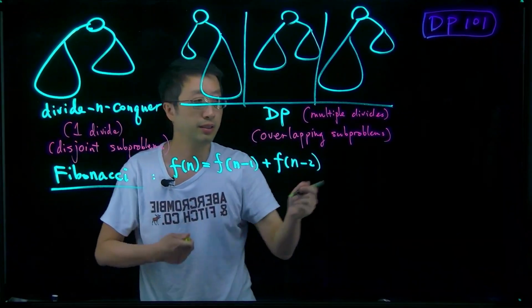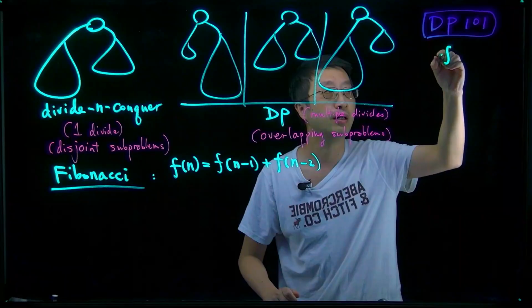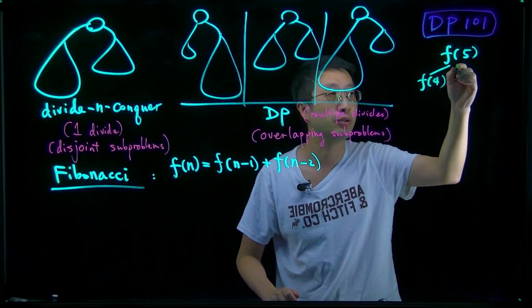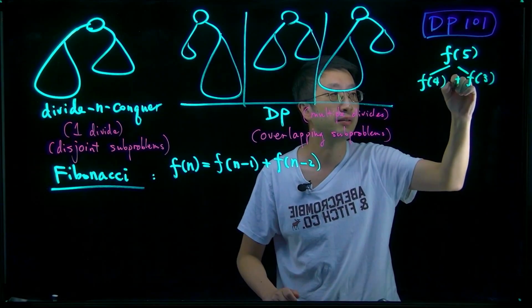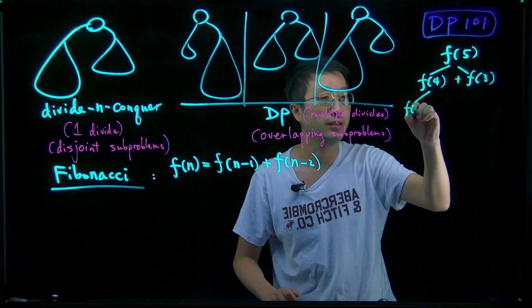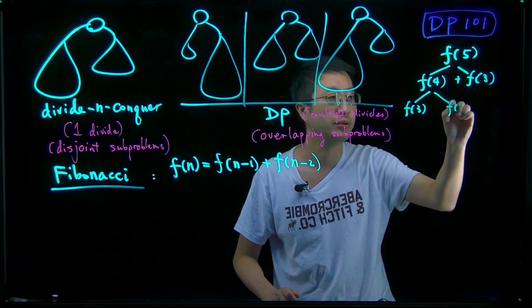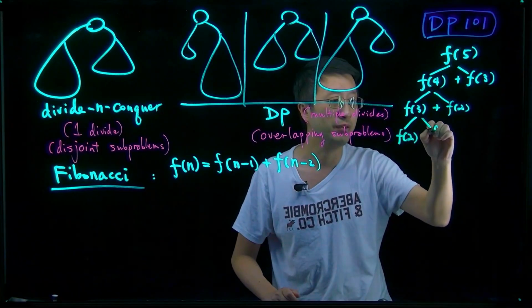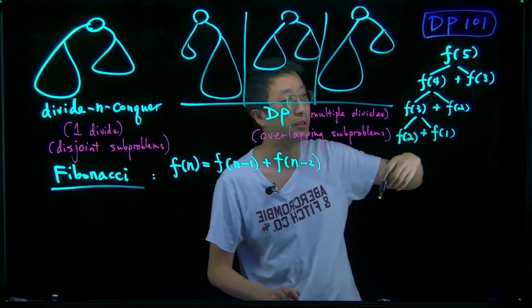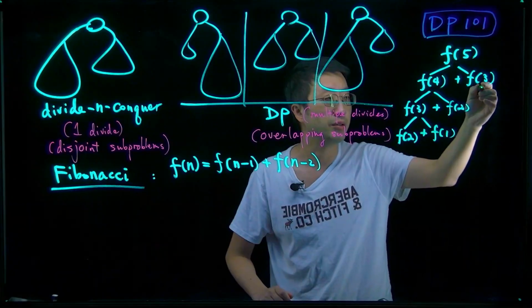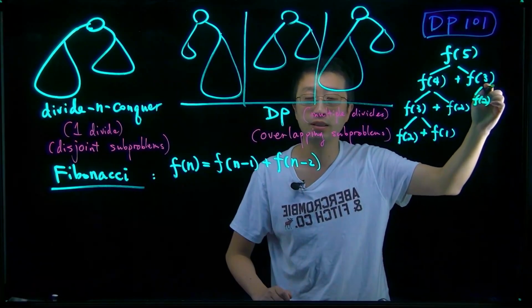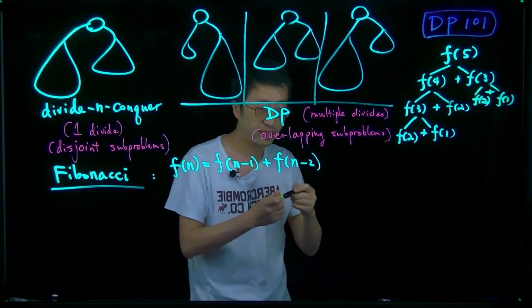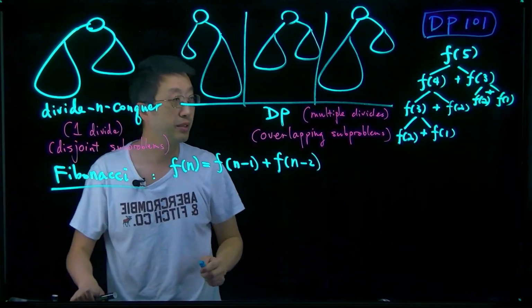Let's look at it. So f(5) is made up of f(4), Fibonacci of 4, and Fibonacci of 3, okay? And then f(4) is a combination of f(3) plus f(2), and f(3) is in turn by itself a combination of f(2) plus f(1), and so on and so forth. And then you also have f(2) plus f(1), and go on and on, right? And you notice that a lot of these problems are repeated, of course.